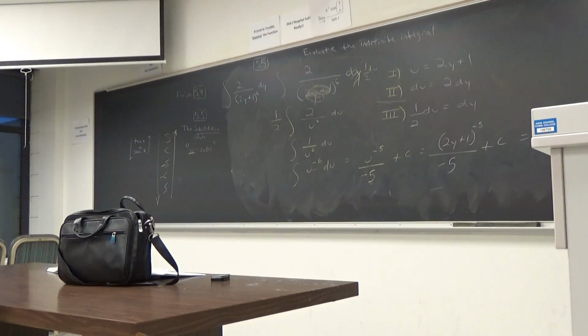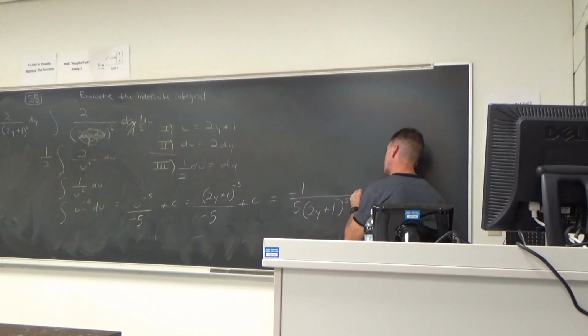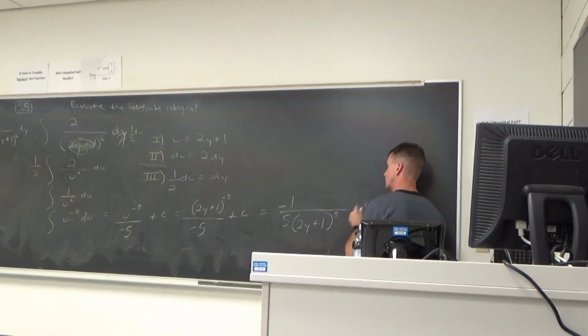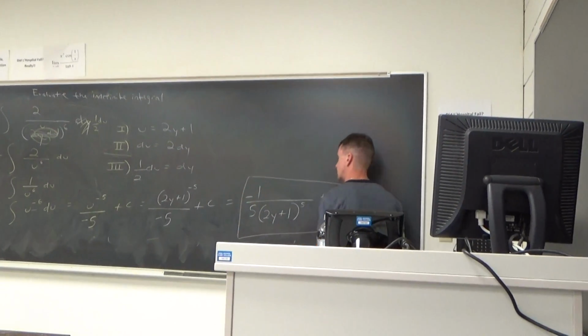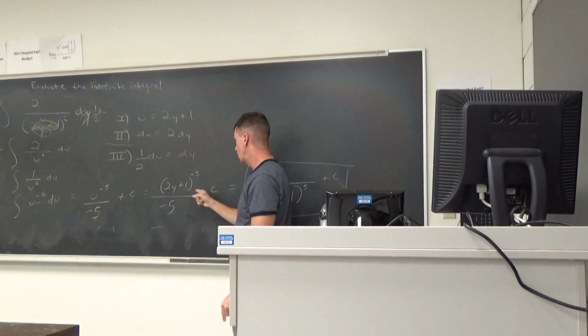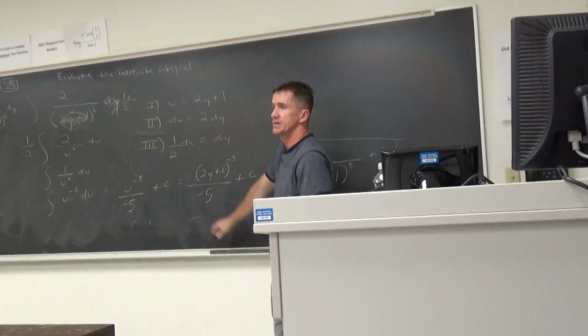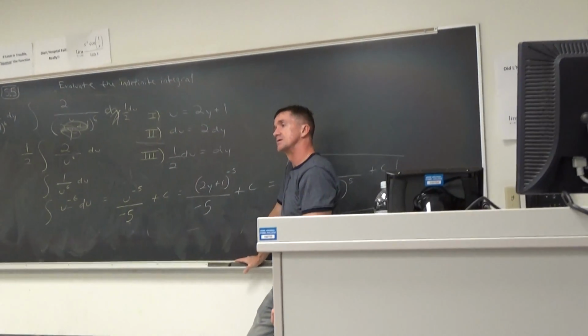-1. Take 1 in the numerator. There's a -5 here. I can put the negative in with the 1 if I want. I'll keep the 5 here. And then next to this 5, I'll put 2y + 1 to a positive 5th. You go like this. But yeah, if you were wondering, would I accept that? I would. Because it says evaluate the indefinite integral. It didn't say anything about don't leave negative exponents.